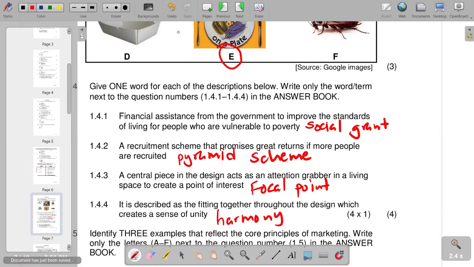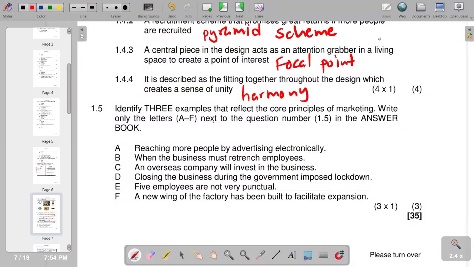And of course, we can proceed to the next part, which is now on 1.5. Identify 3 examples that reflect the core principles of marketing. Write only the letter A to F next to the question numbers. So the ones that reflect core principles of marketing, according to the options that we have got: A, reaching more people by advertising electronically, is correct. We go to C, an overseas company will invest in the business. So we have C.